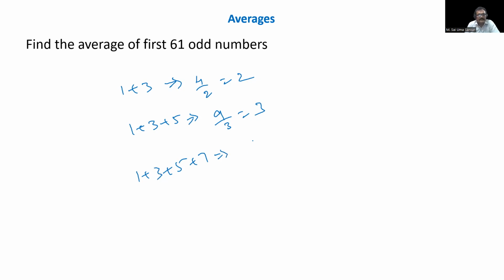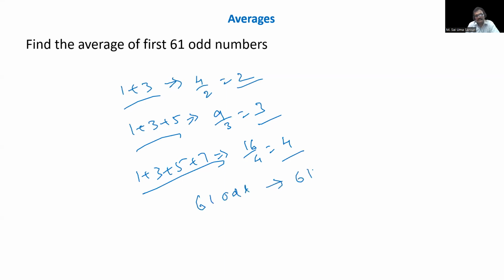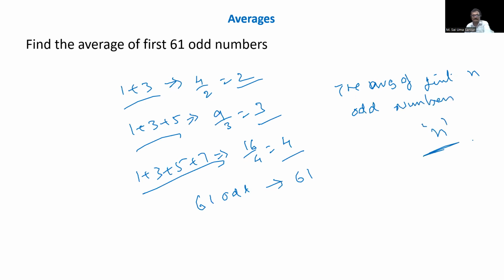That implies 16 by 4 is equal to 4. Here, 4 numbers, 4. 3 numbers, 3. 2 numbers, 2. What about 61 odd numbers? That is equal to 61. See, the average of first n odd numbers is n. That is the answer.